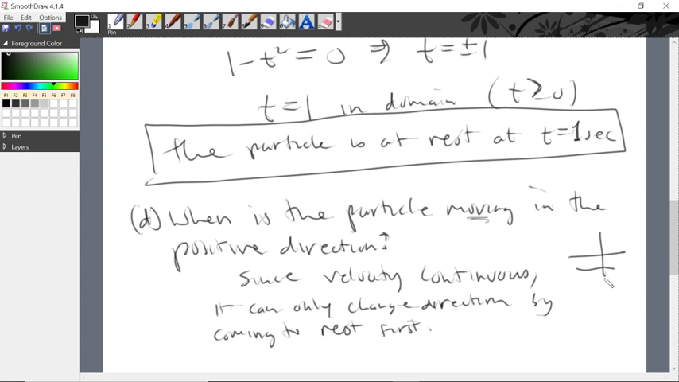but if we have a function that is continuous, the only way for a function such as velocity to go from, let's say, negative to positive, to transition from going from one direction to the other, is if it crosses through 0. If it is continuous. And this function is continuous.